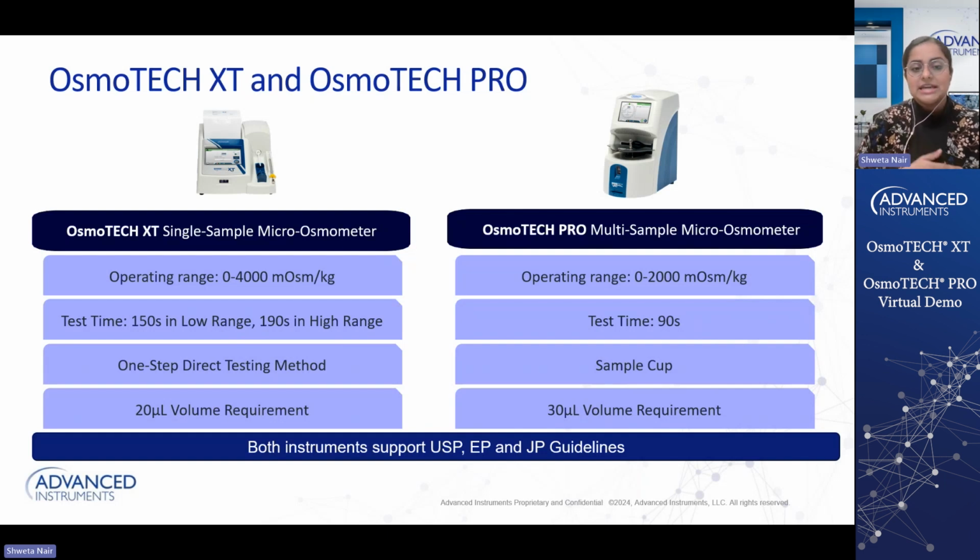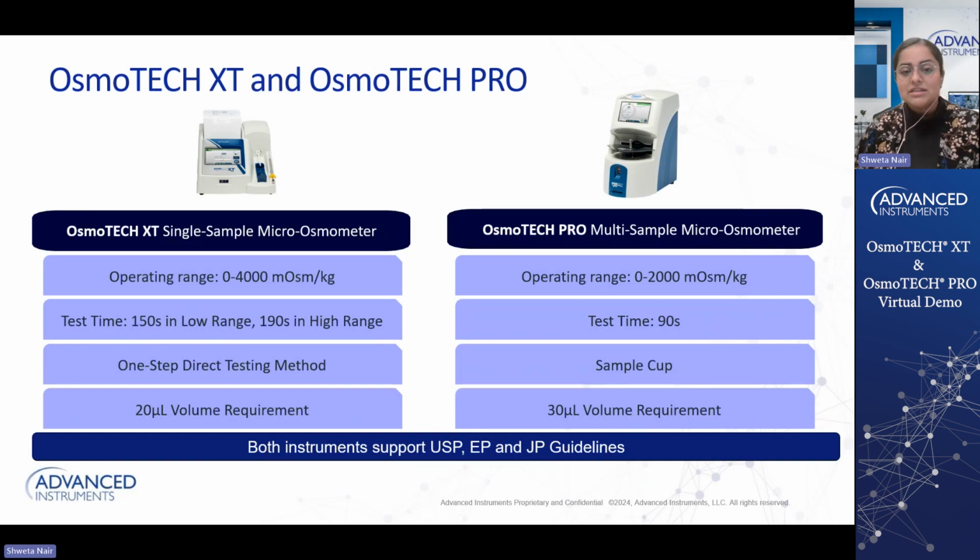The OsmoTECH XT can test a very wide range of sample types from 0 to 4,000 milliosmol and has been specifically designed with the intelligent freezing technology to measure complex viscous sample types. The test time, as you can see, is anywhere between 150 seconds to about 190 seconds, depending on the range. It's a one-step direct testing method. So you have a sampler that you directly pipette your sample into and introduce into the instrument for testing. It requires a very small sample volume of just 20 microliters.